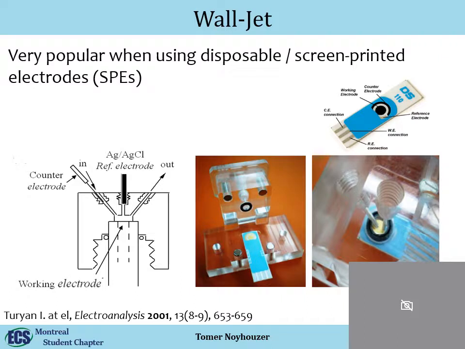So the wall jet. The wall jet is very popular if you're using a disposable screen printed electrode that are actually specifically made for this type of measurement.